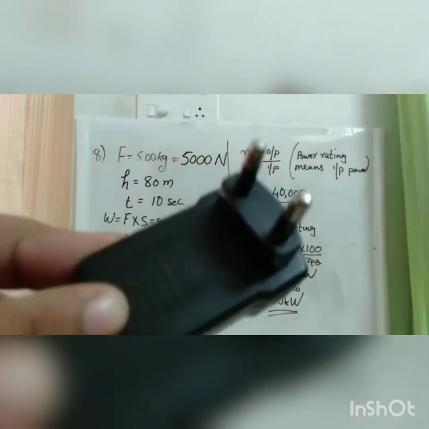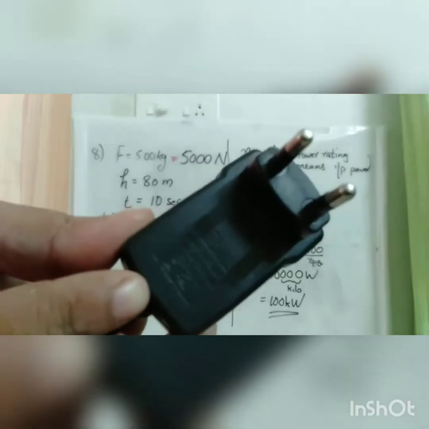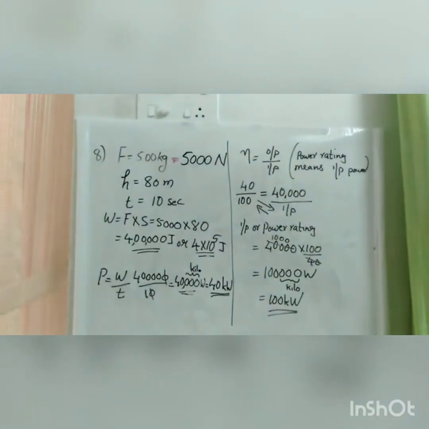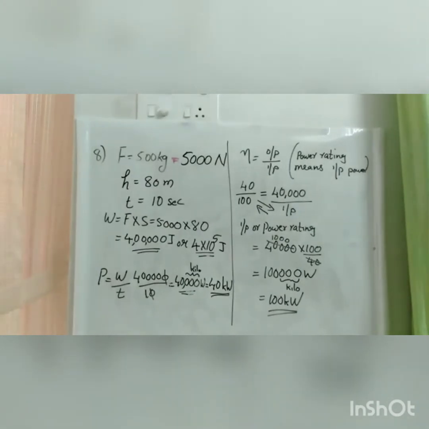Here it is written input. I don't know whether you are able to see. It is written input, it is 110 to 240 volt. It is given 110 to 240 volt. So in every instrument, that is at which power, how much power is required for a particular instrument to work, that is its input power.